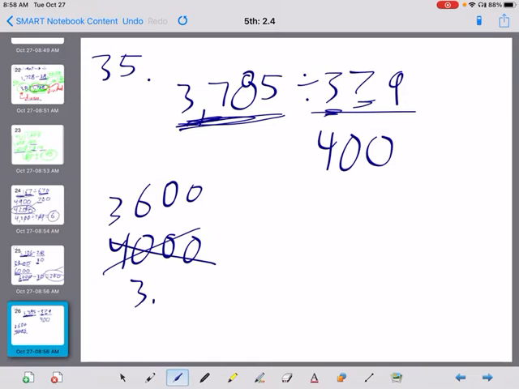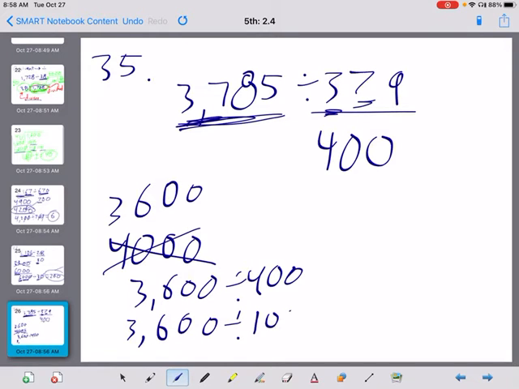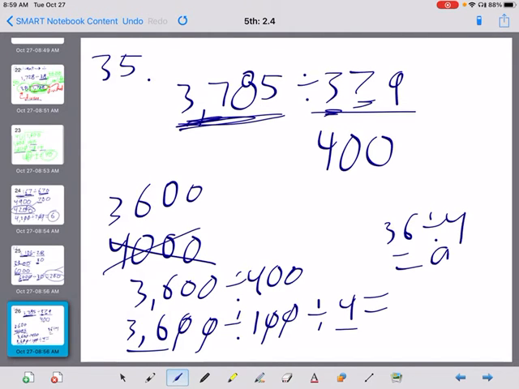So I'm going to go with 3,600 divided by 400. And I'm going to do this the old-fashioned way that I taught you originally. Divided by 100 and then divided by 4. These cancel each other out, so I've got 36 divided by 4 left. 36 divided by 4 is 9. Here's your answer. You can start the assignment now. Thanks.